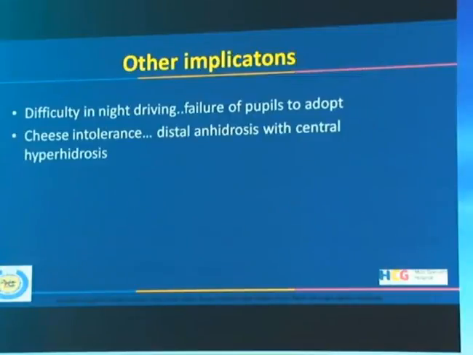Other implications, these are two important implications. Difficulty in night driving, patient coming to you with difficulty in night driving. You go on searching everything, glaucoma, retina, refractory error, vitamin E, whatnot. But actually the patient has autonomic neuropathy and there is failure of pupils to adapt. Just have a look with a light at the pupil and you will immediately realize that his pupils are not properly responding to the changes in the light. So this is another implication.